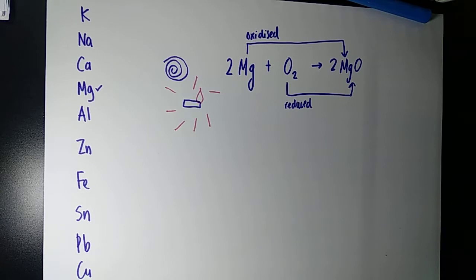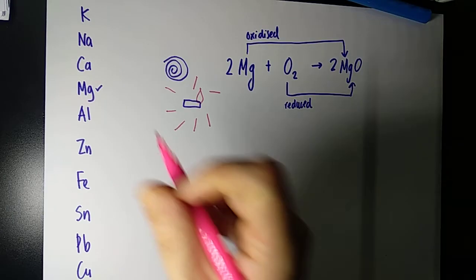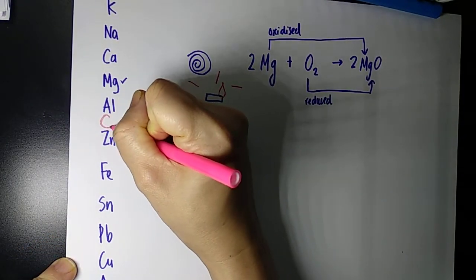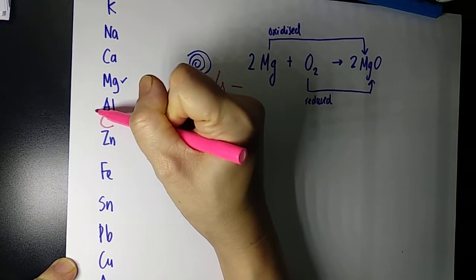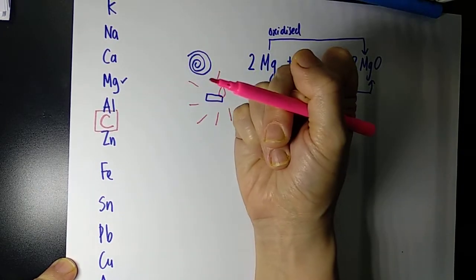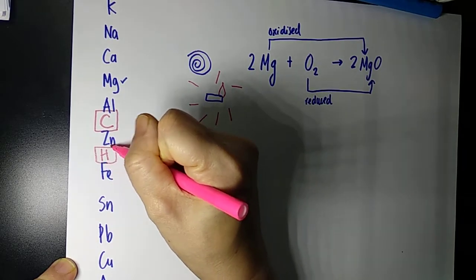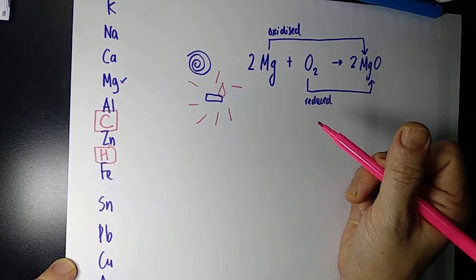However, there are certain non-metals that also react with oxygen. Now, for example, carbon. Carbon is a non-metal, but it also reacts with oxygen. And hydrogen is a non-metal, but it also reacts with oxygen.